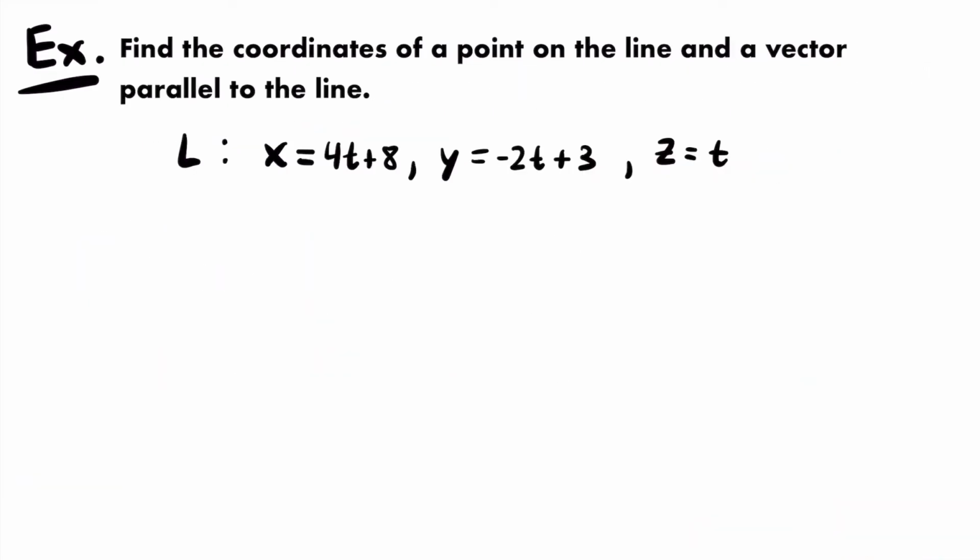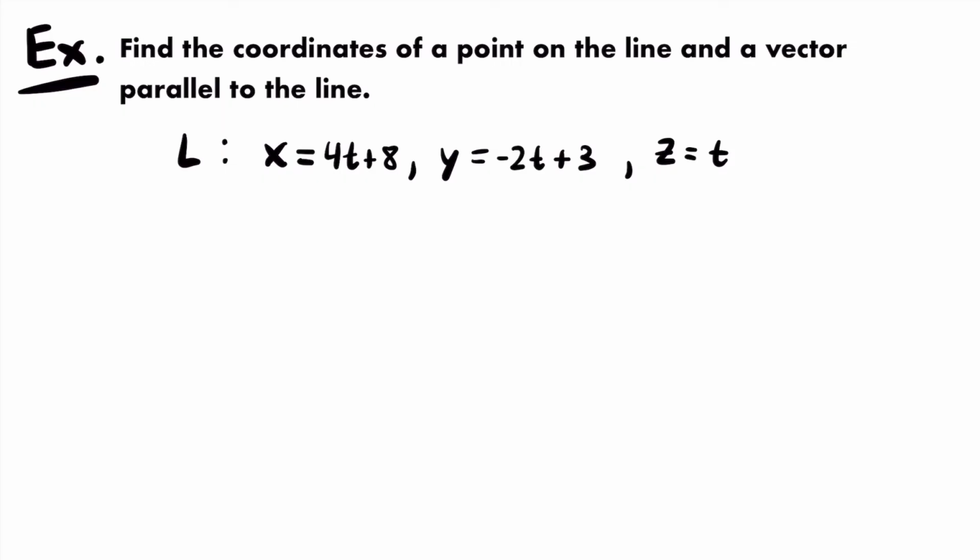Okay, so for this example, we want to find the coordinates of a point on the line and a vector parallel to the line. And so we're given a line here. In particular, we're given a set of parametric equations that represent a line in 3D space. Okay, so this is kind of the opposite of what we've been doing so far. This is the reverse of the previous two examples. Instead of finding a line using a point and a direction vector, we want to find the point and the vector using the line.